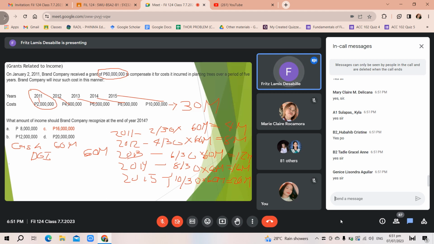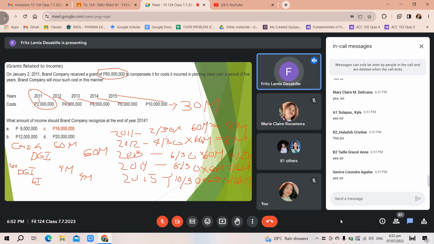So in 2011, nag-recognize ta og grant income nga 4 million. So our journal entry here, guys, is deferred grant income debit kay buhinan nato siya by 4 million. So since dapat i-recognize na nato ang 4 million, so credit GI or grant income. Okay. Now, naay alternative ani nga question.